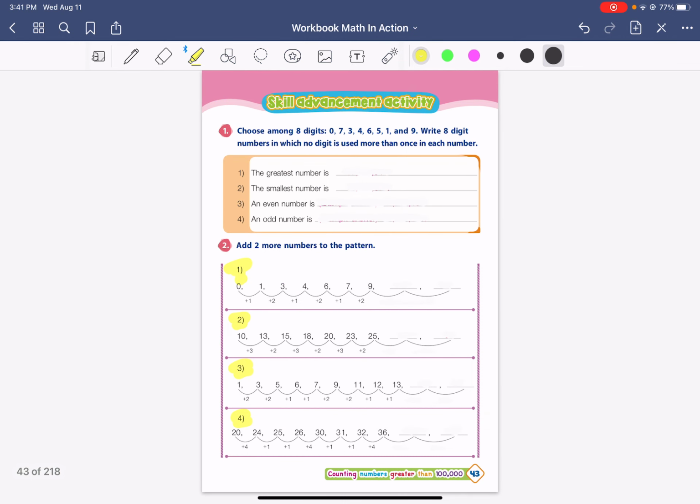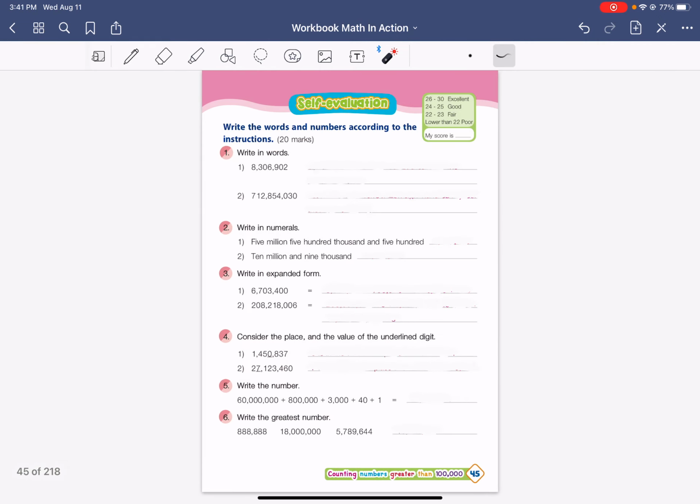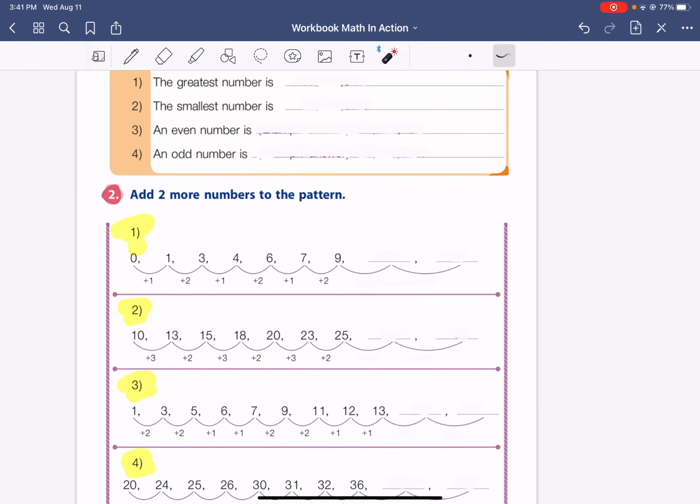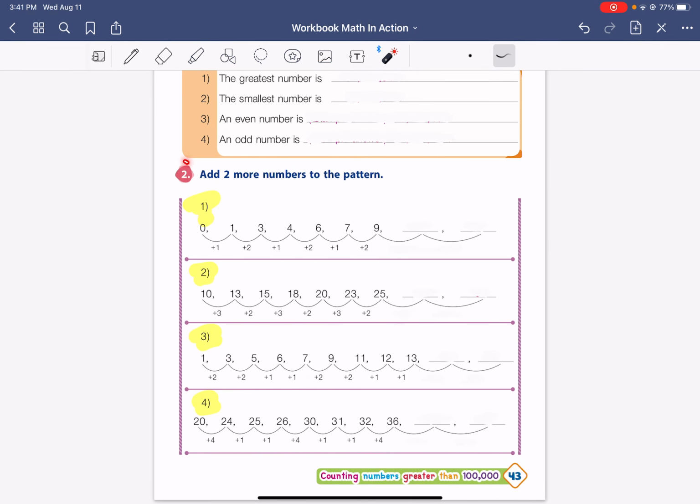So page 43 for homework. We're going to do everything else together for classwork next time. We're going to review. But for homework, I want you to finish these for the pattern. Add 2 more numbers to the pattern. 1, 2, 3, 4, homework. All right? Homework.